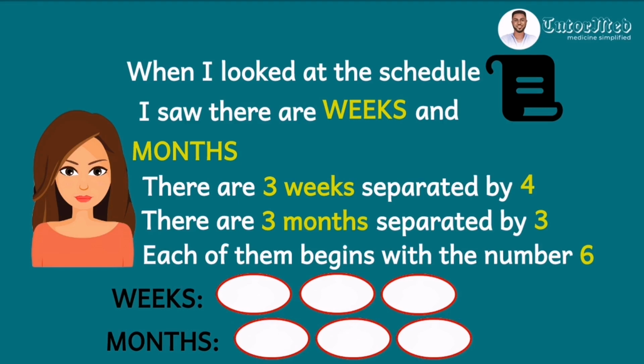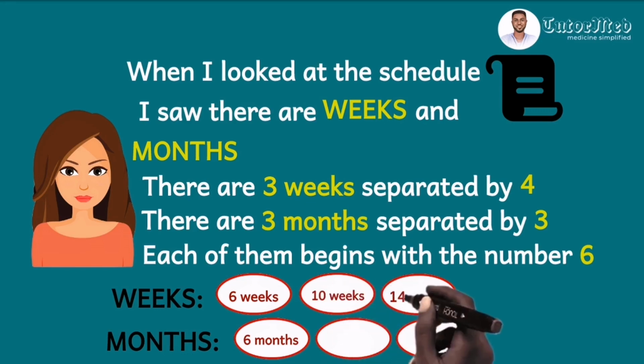And so she said that each of them began with the number 6. So the weeks began with 6, so we have 6 weeks. And the months also began with 6, so we have 6 months. Then for the week category, they were separated by the number 4. And so from 6 weeks plus 4, you move to 10 weeks, and plus 4, you move to 14 weeks.